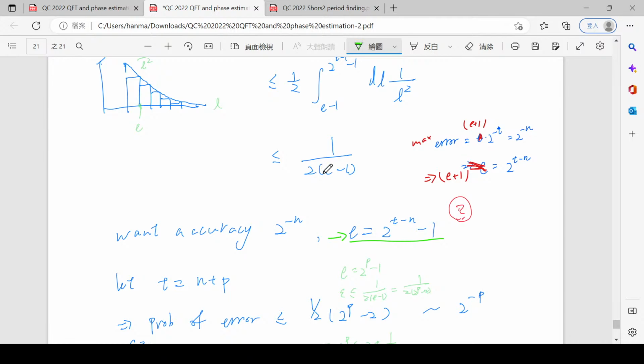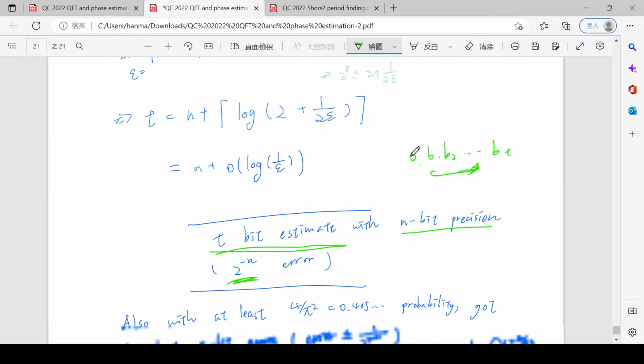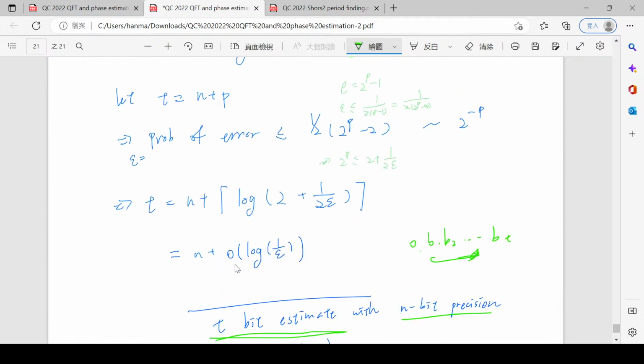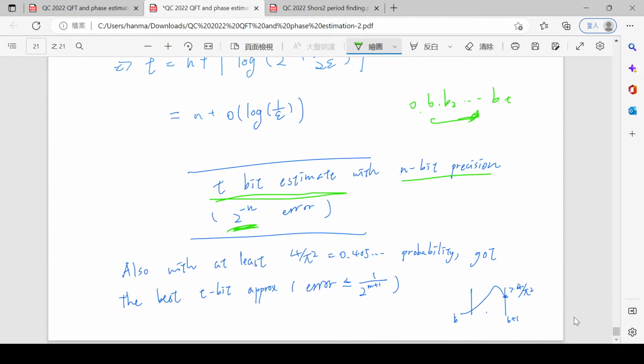The other thing is that this is what you do when you want really low error. This can give you arbitrarily small error as you increase those extra bits. But if you just want okay-ish error, phase estimation is actually very good. You can prove that when you take all T bits, there is at least about 40% probability that you'll get the best possible T-bit approximation.